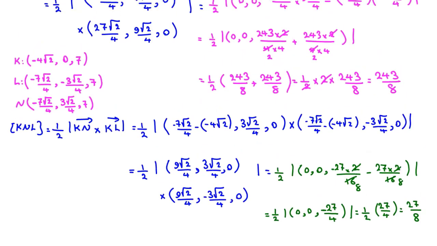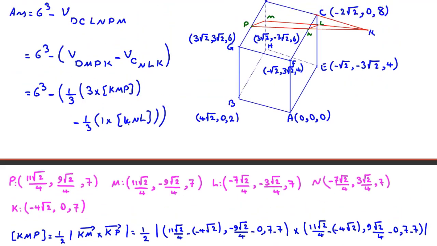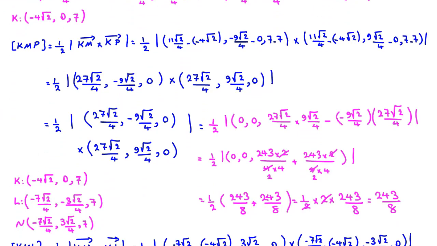Now let's replace 27 over 8 for K and L, and for area of KMP, it was 243 over 8. So let's simplify. Because here we have 27 divided by 3 will be 9, here divided by 3. Because we have 3 here, we can cancel these two 3s. So it will be 6 cubed, 216, minus 243 over 8.